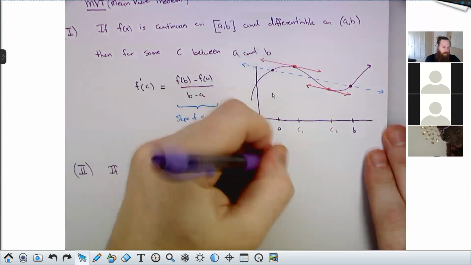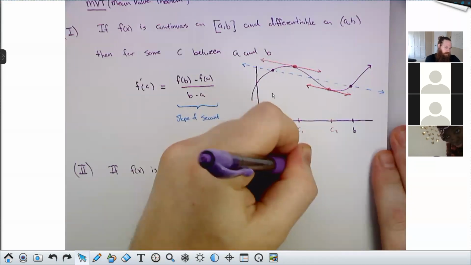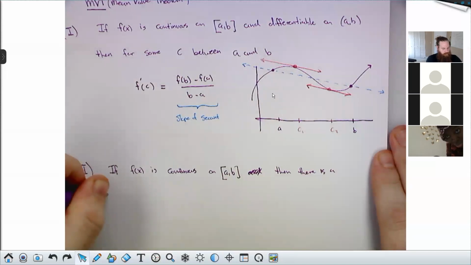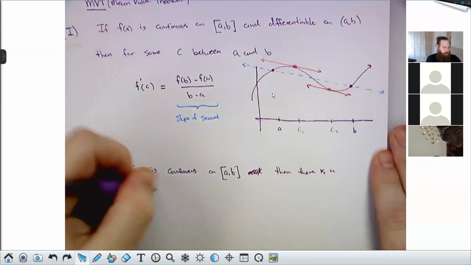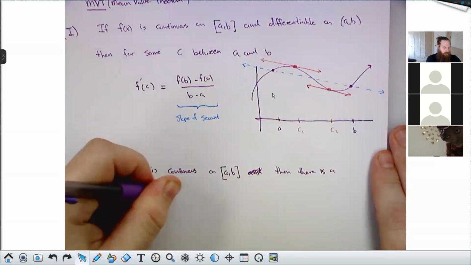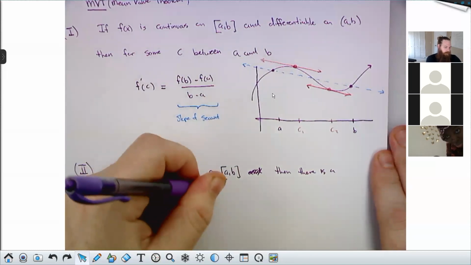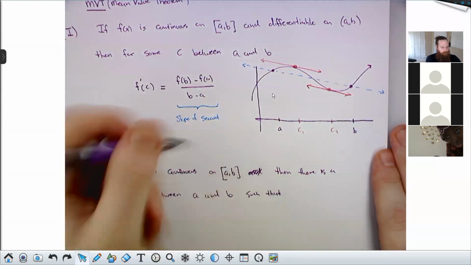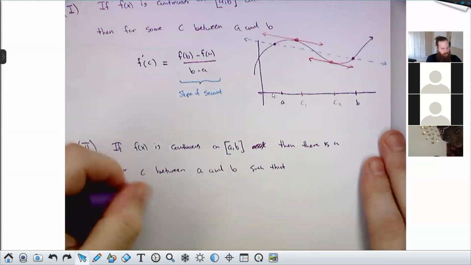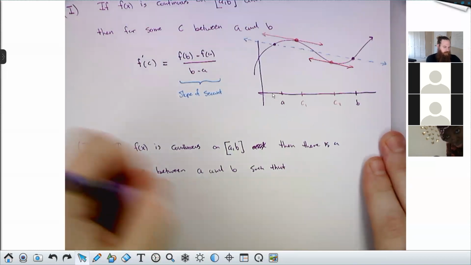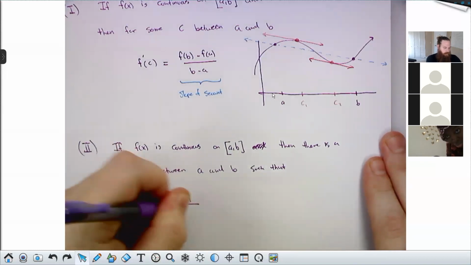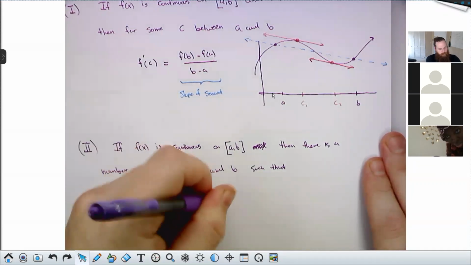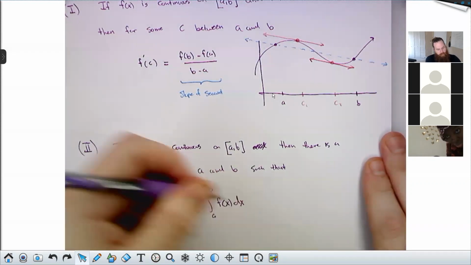No differentiability needed. And there is a number c between a and b such that f of c is equal to 1 over b minus a times the integral from a to b of f of x dx.